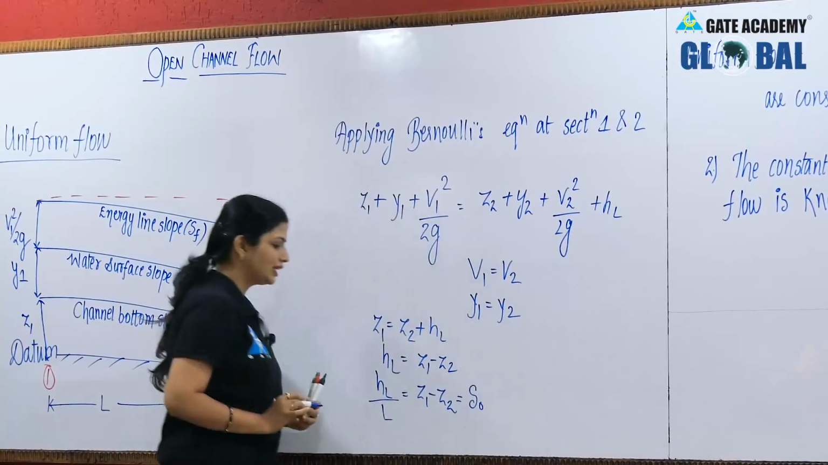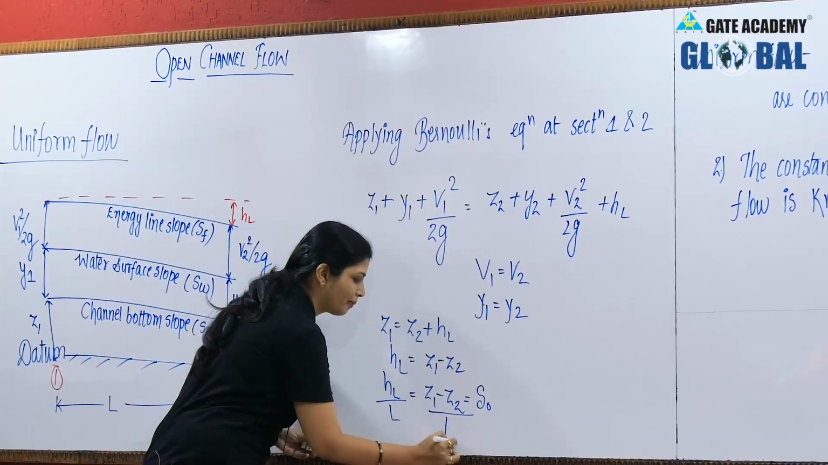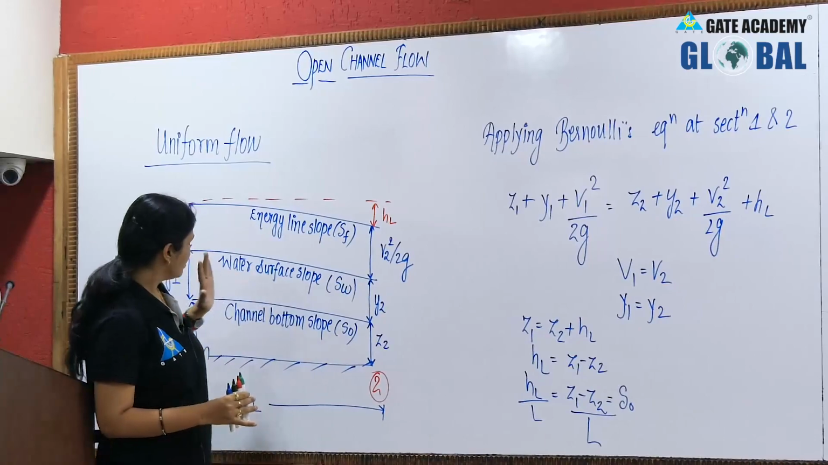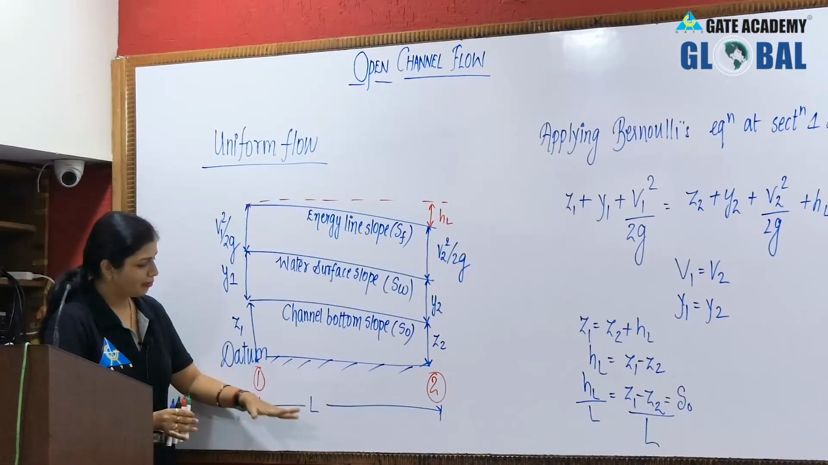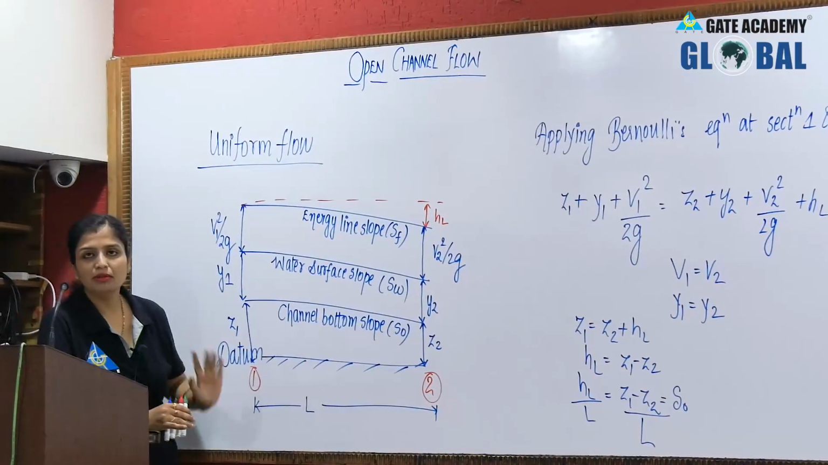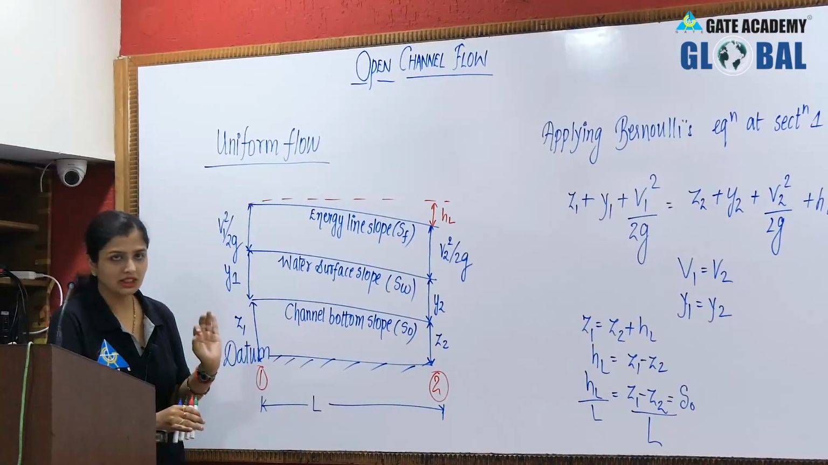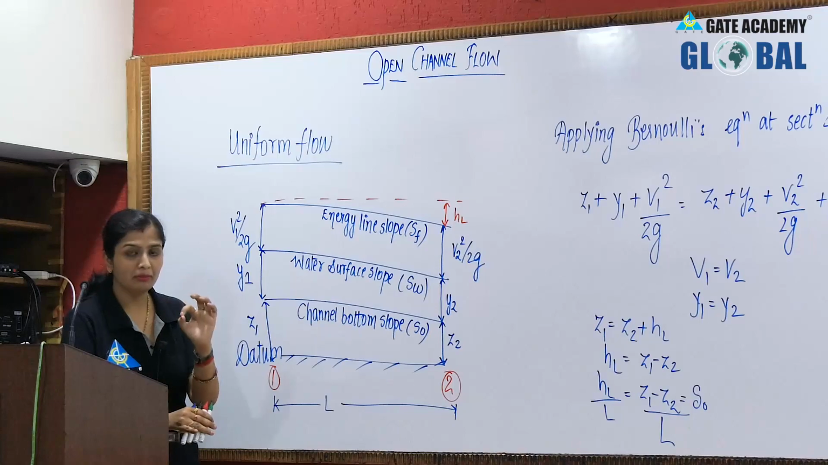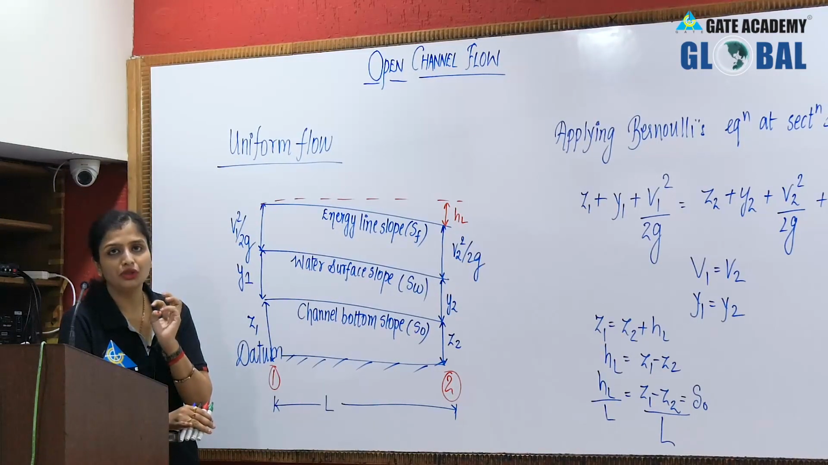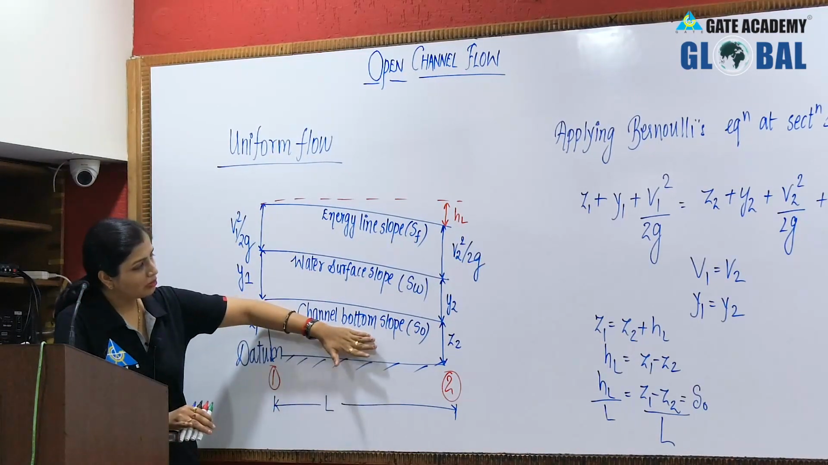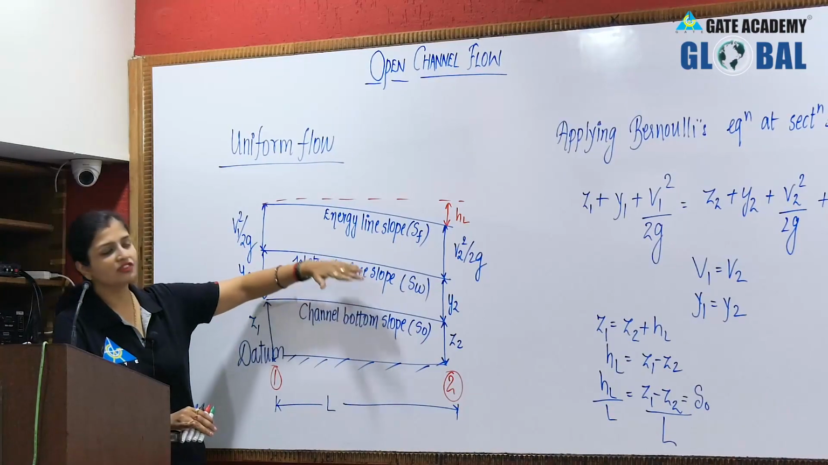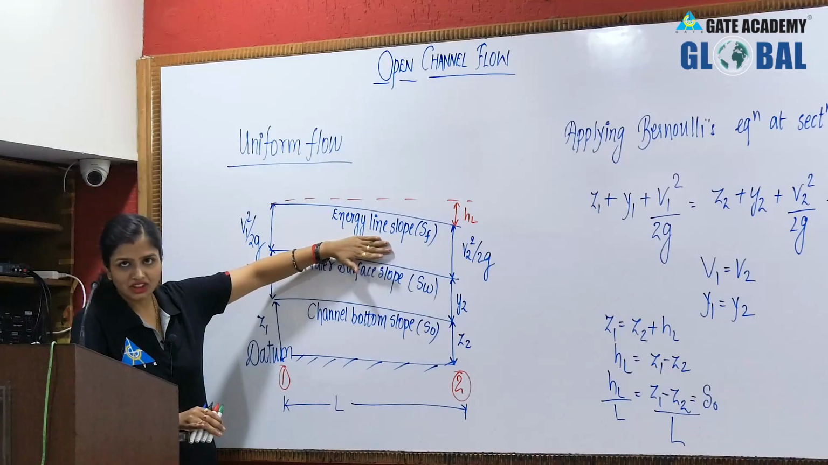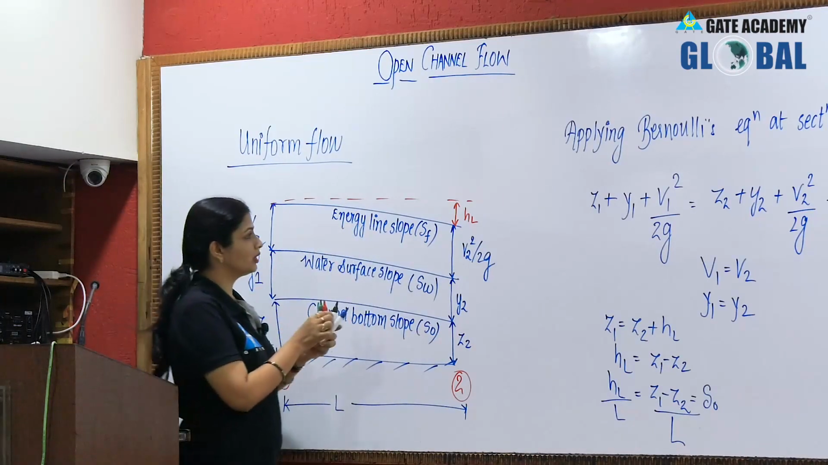Now, this is divided by L. Z1 minus Z2 divided by L will give you your channel bottom slope, that is S0. In the case of uniform flow, just remember, your channel bottom slope, water surface slope and energy line slope, that is your total energy line, are all equal.